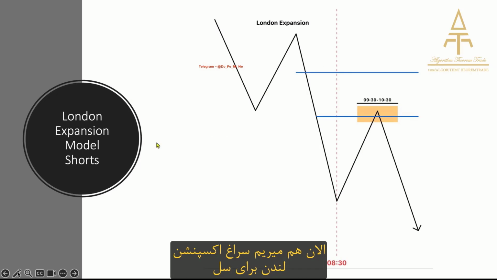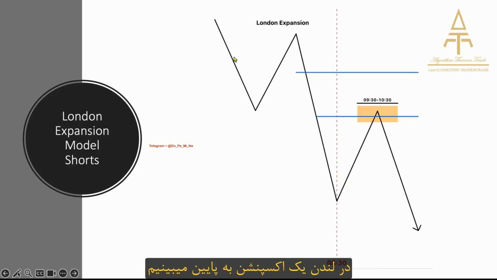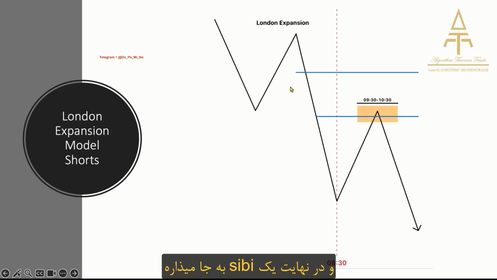We're now going to take a look at the London expansion model for shorts. This model occurs when we are in a very bearish market and the market is drawn to a key sell side objective. We then see an expansion leg during London, which leaves behind an inefficiency, a CB to be precise.